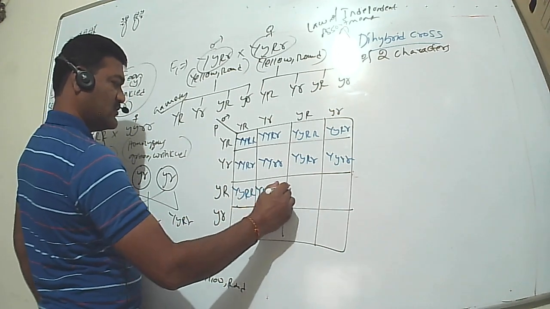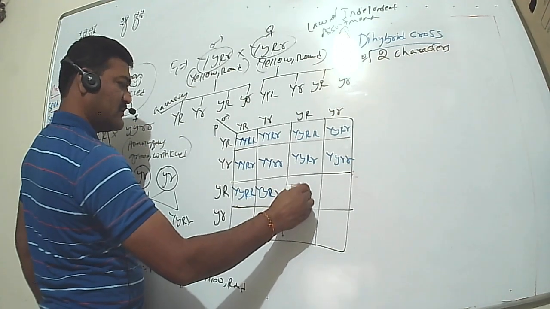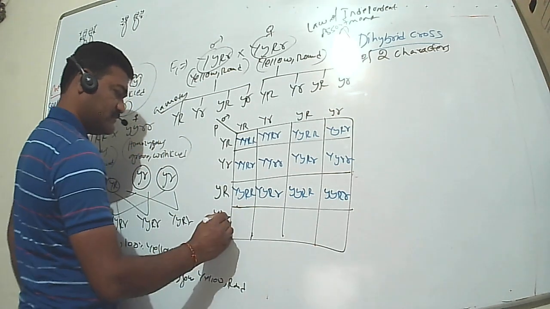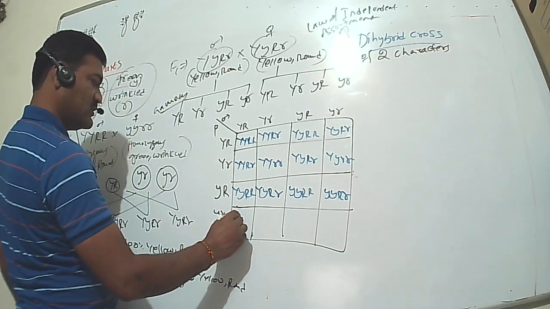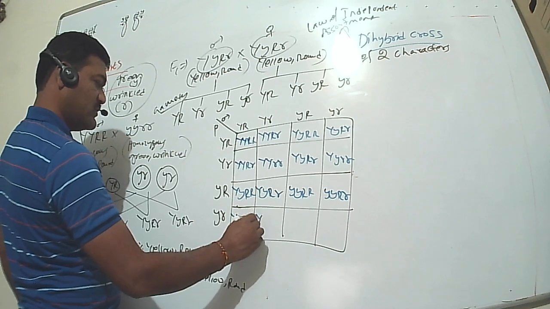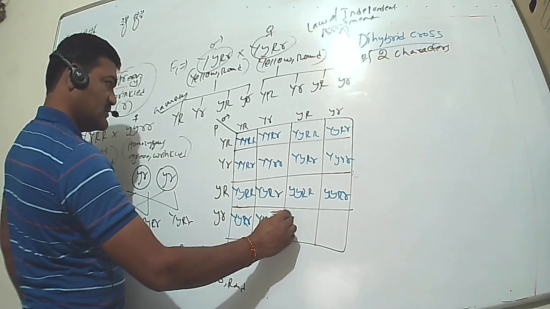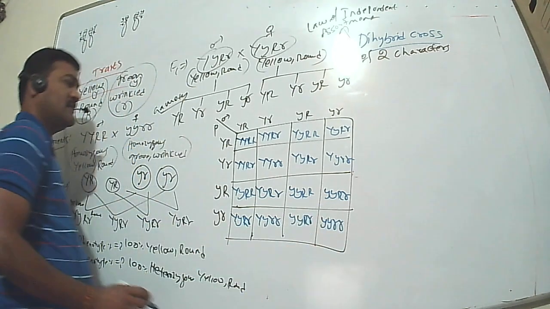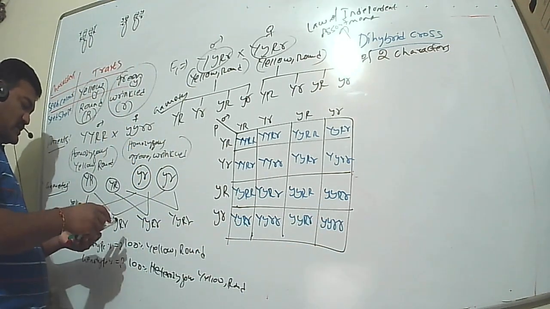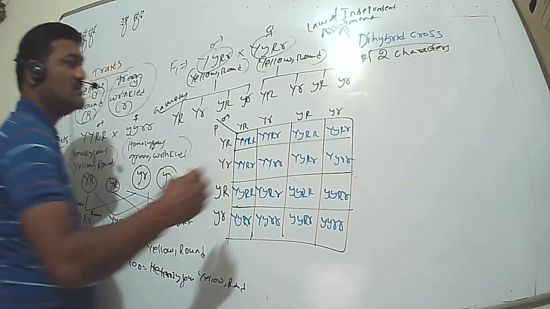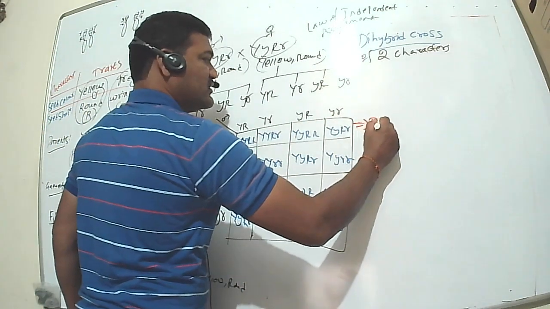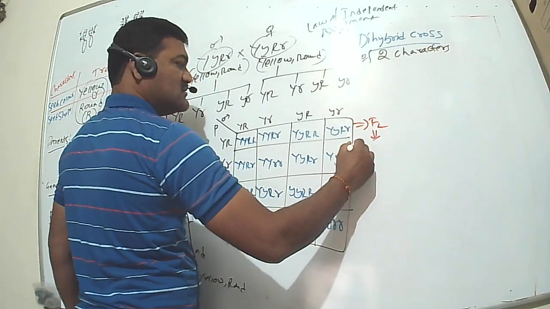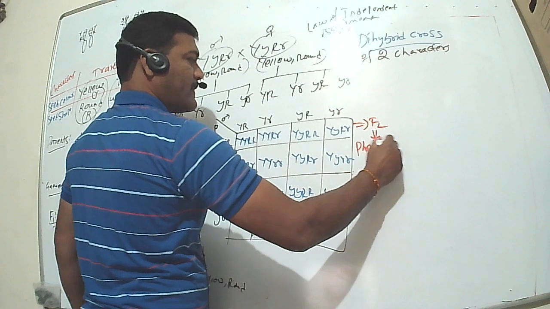And capital R small r. Small y capital R capital R. Small y capital R small r. Capital Y capital R small r. Capital Y small r small r. Small y capital R small r. Small y small r small r. Yeah. Now this is our F2 generation. Now tell me, in this F2 generation, I want you all to tell me what is the phenotype ratio.